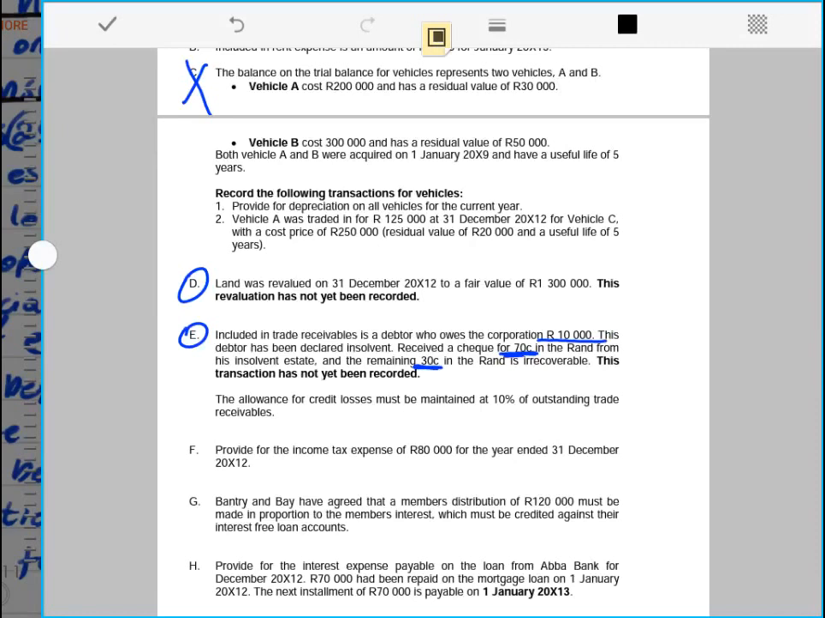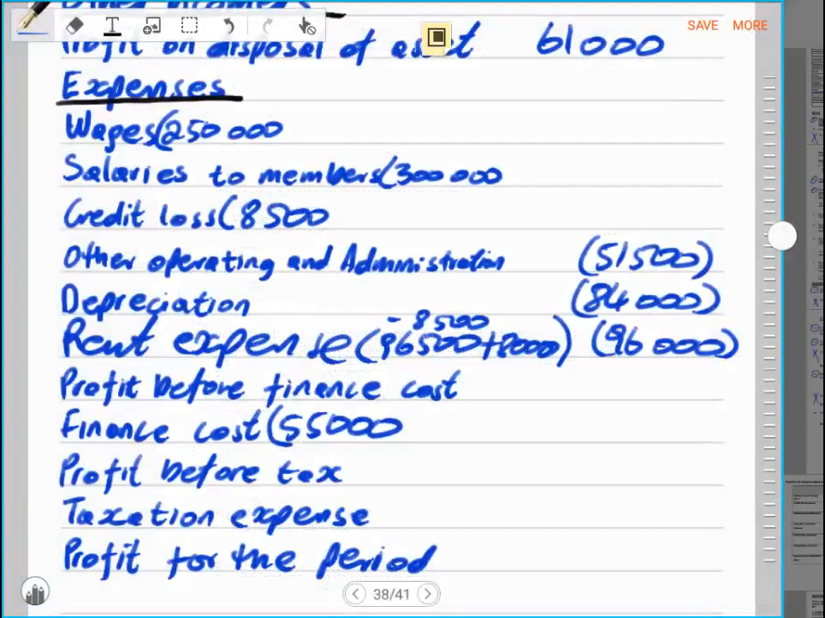So if 30% will never be received, it means 30% is a bad debt, because a bad debt is a debtor who does not pay the amount that he was supposed to pay to the business. So now we say 10,000 times 30%, and obviously 10,000 times 30% will be 3,000. So 3,000 is irrecoverable. So if that is irrecoverable, therefore it becomes a bad debt.